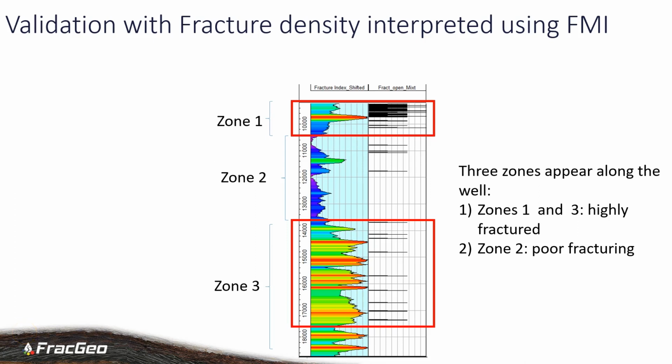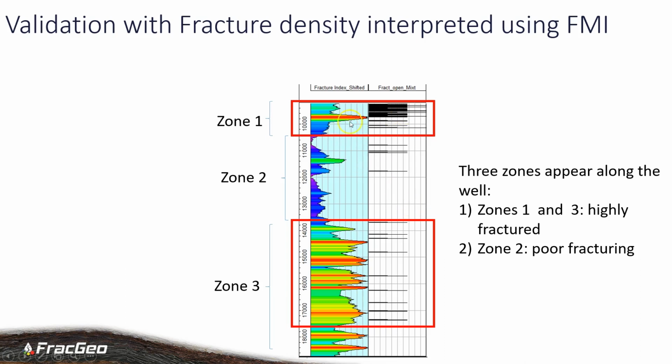In the same work, we also calculated the fracture index. Basically, the idea is to be able to discriminate which parts of the well are fractured and which are not fractured. And so we can see here our fracture proxy on the left compared with the interpreted FMI on the right, where we have a direct measurement of the conductive fractures.